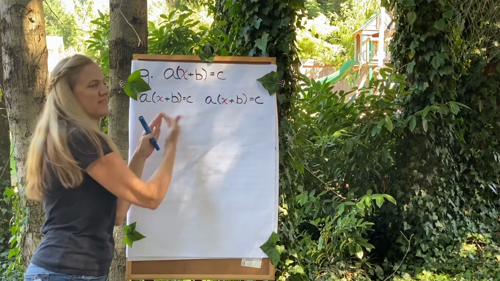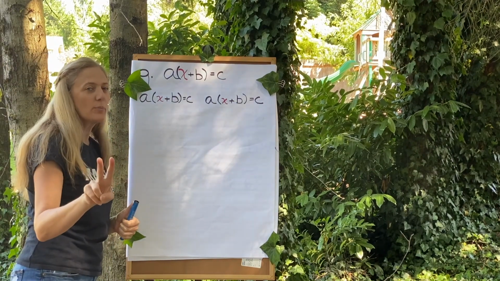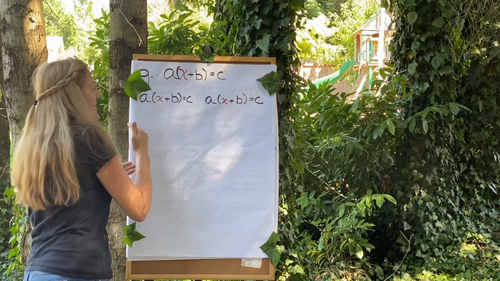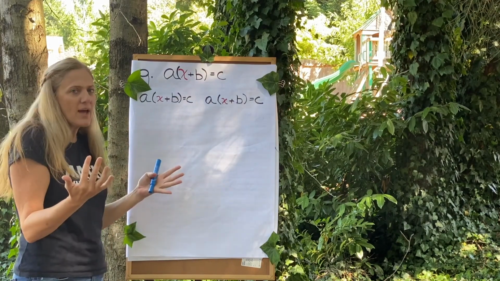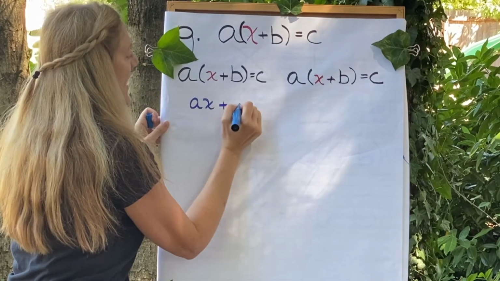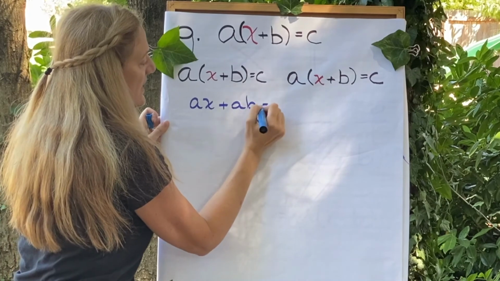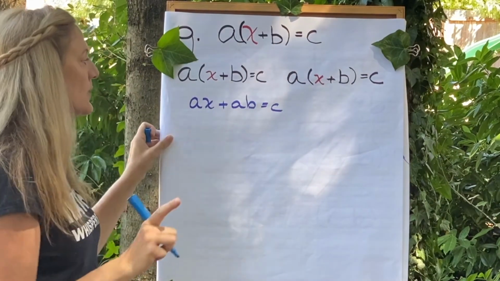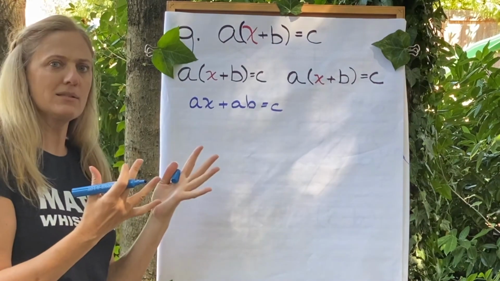You'll notice I've split this because there's actually two ways to approach it. My guess is most of us, me included, want to go ahead and distribute that a. So let's go ahead and do that. We have a times x plus a times b equals c. Distributive property. Next, we're going to look at this and go, I need to get x alone.